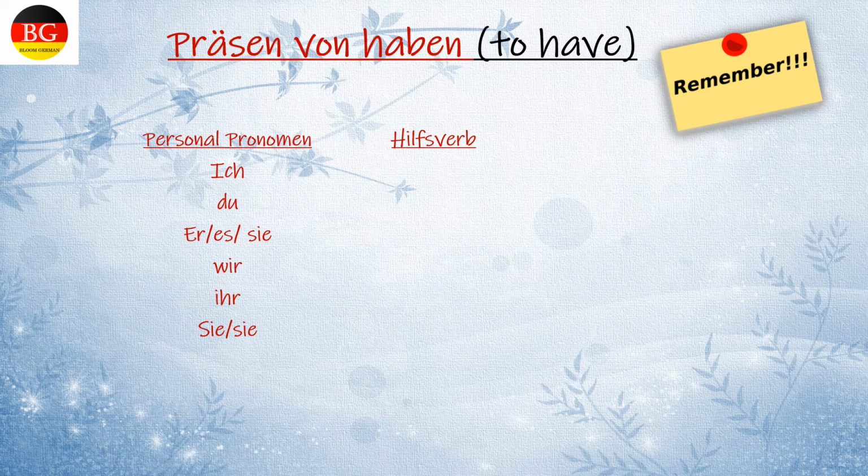Now let's see the conjugation of haben for the present tense. Haben means to have. For ich, habe. For du, hast. Er, es, sie, hat. Wir haben. Ihr habt. Sie haben. Their meanings we will see one by one.